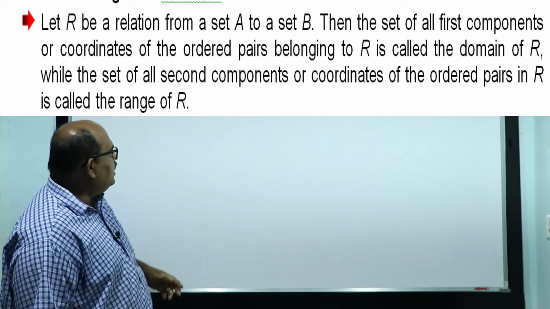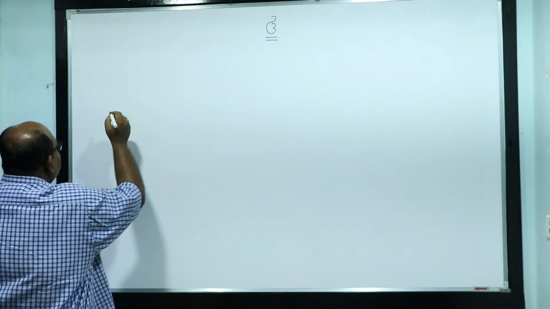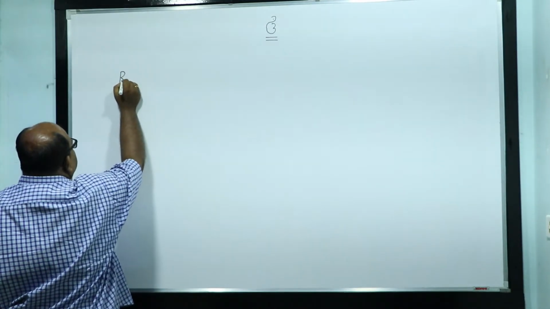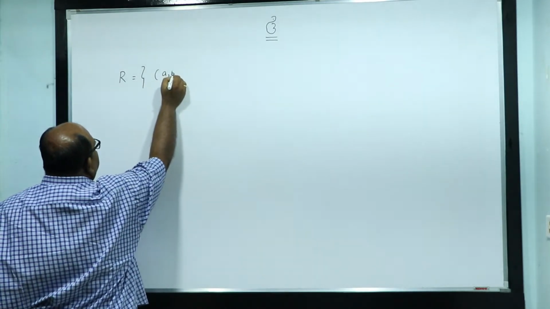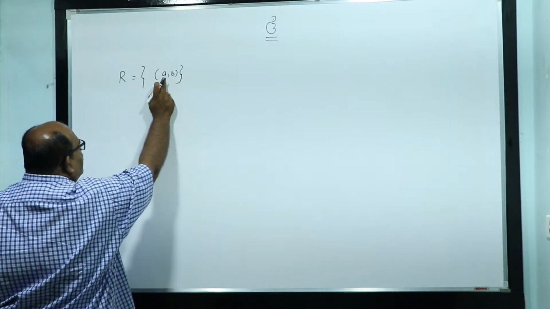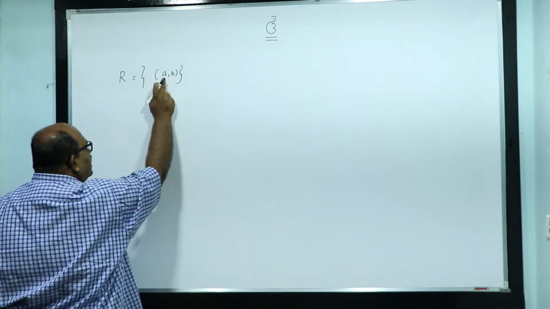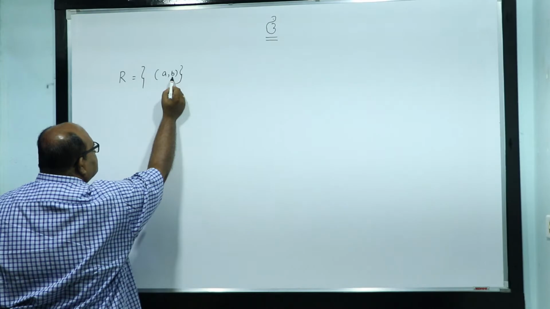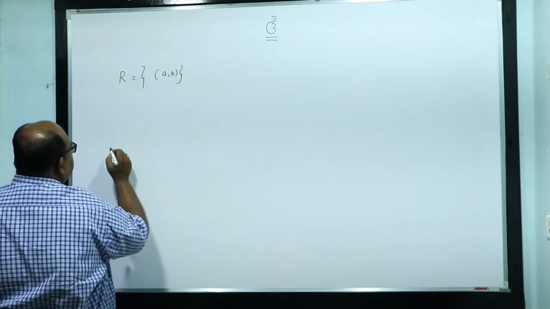So look at what the definition is telling. The conclusion of the definition is, we know the relation set R contains order pairs AB. The set of all first constituents of the order pairs is called the domain, and the set of all second constituents of the order pairs is called the range.